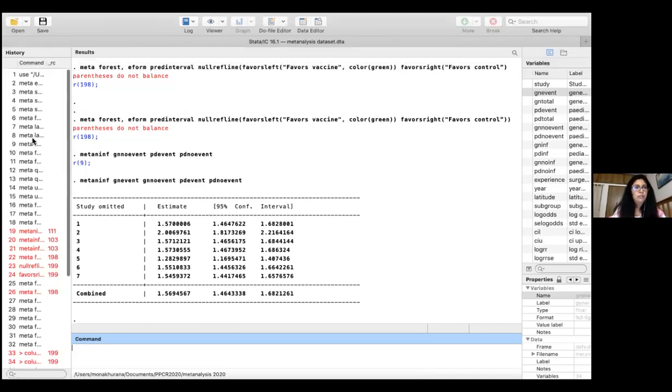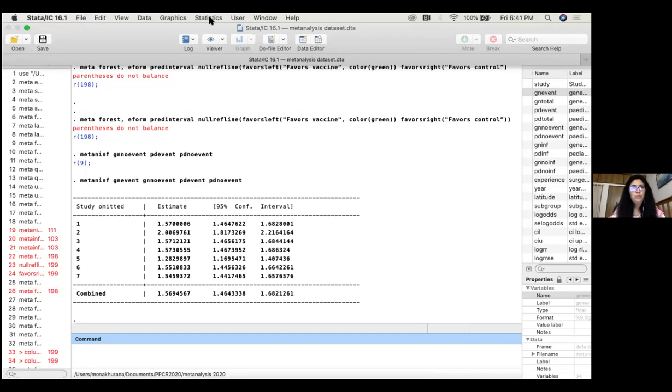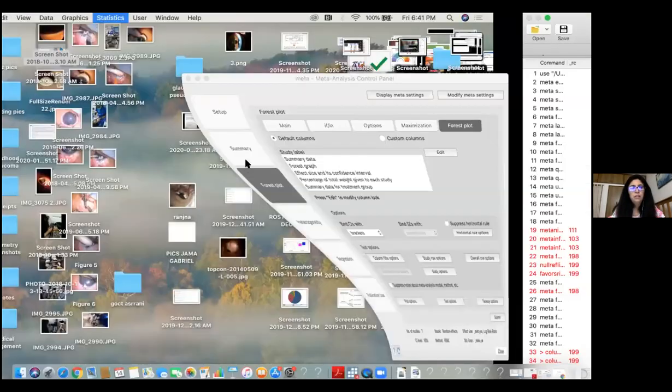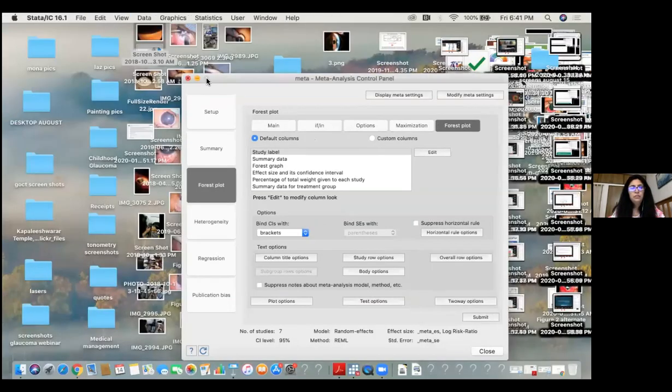So for that, I'll just go to the window first. So you go here, statistics, meta-analysis, and sorry for my desktop, it's very busy.